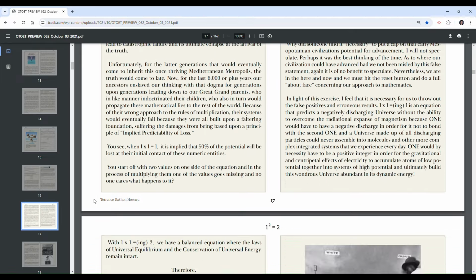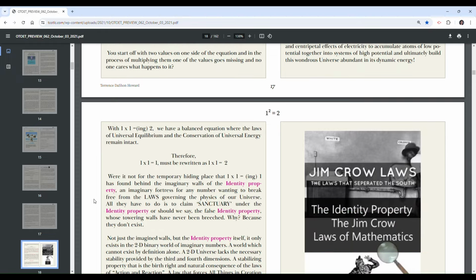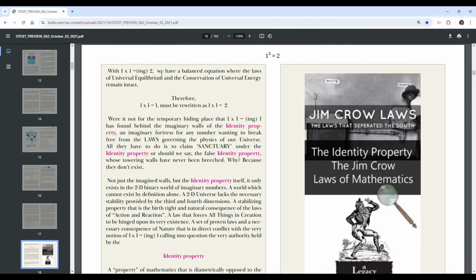So this is a long proof. And on page 18, he's like, therefore, 1 times 1 equals 1 must be rewritten as 1 times 1 equals 2. So apparently that's the end of his proof. We'll definitely get into a video completely dedicated to just his proof.